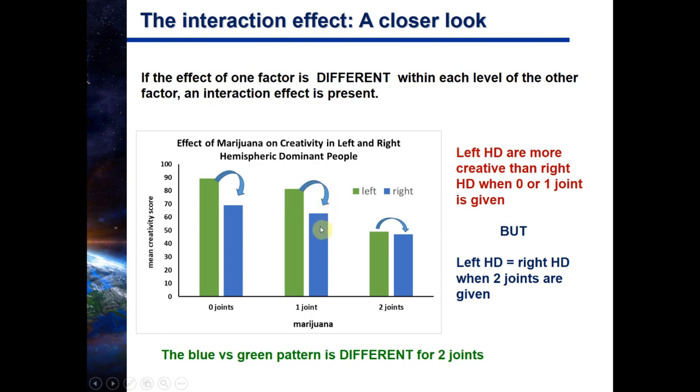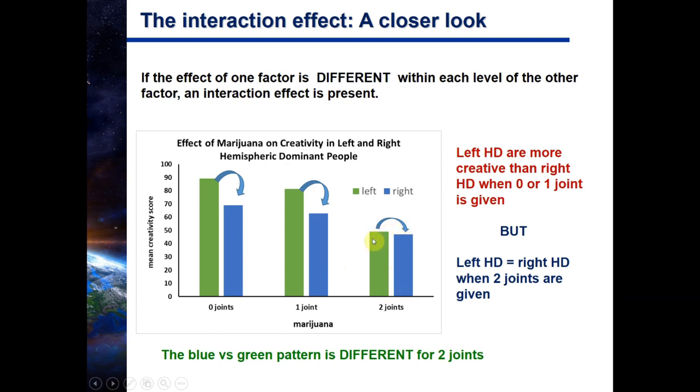Now, if we were to stop here, then we would conclude that there's no interaction. Why? Because the effect that hemispheric dominance is having here at the 0 joint level is about the same as the effect that it's having here at the 1 joint level. In other words, the effect of hemispheric dominance doesn't depend on whether you look at 0 joints or 1 joint. It's about the same. Now let's look at what's going on for the 2 joint group.